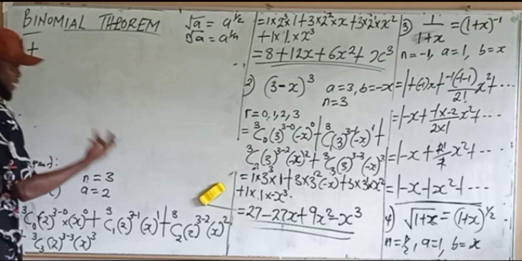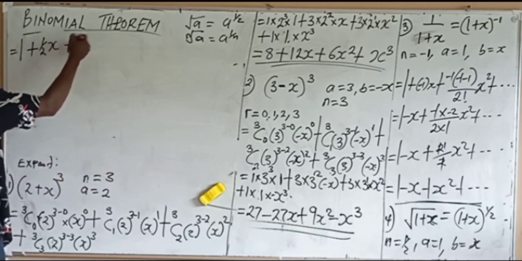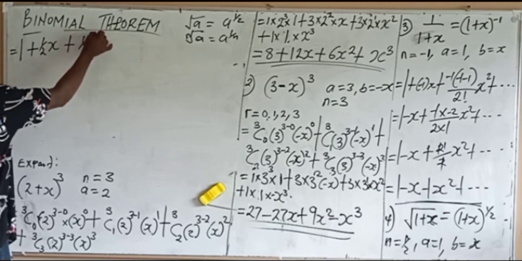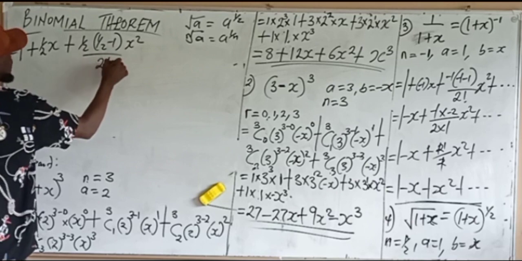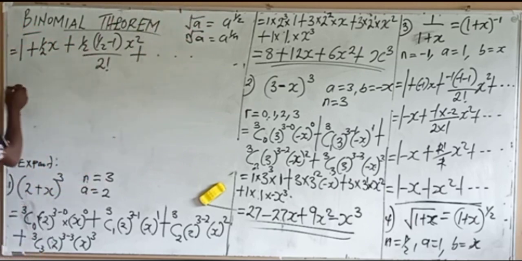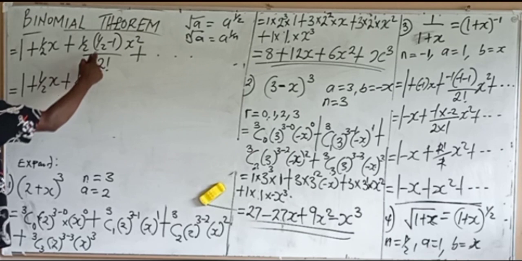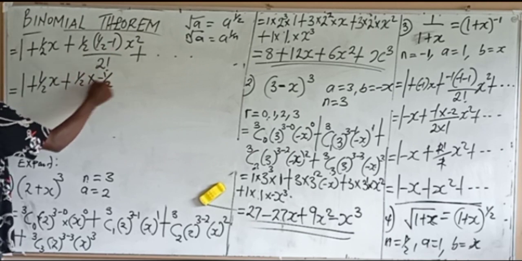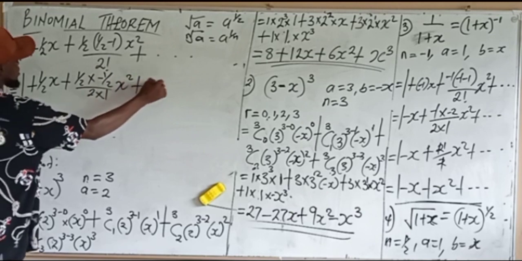Remember, 1 plus nx. What's n? Half x. Then plus n bracket n minus 1. N is half. Bracket half minus 1, x squared over 2 factorial. Then plus dot dot dot. You can do the other one if you wish. And that will be 1 plus half x. Then plus half times, what is half minus 1? That's minus half over 2 times 1 x squared plus dot dot dot.